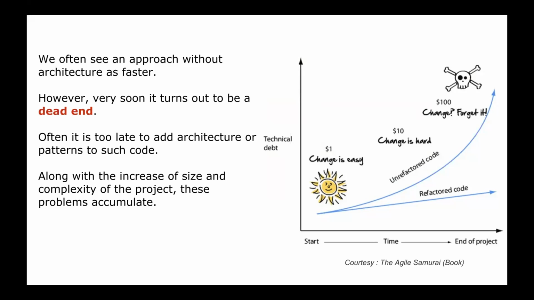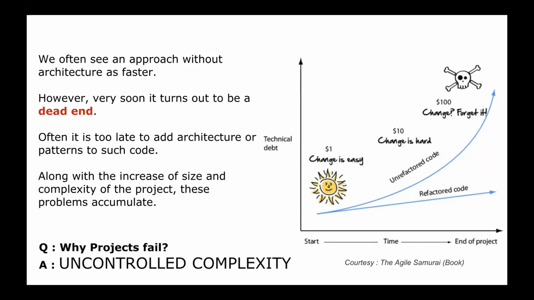As we grow in time, there is unrefactored code and technical debt, and change becomes harder. So the second stage is $10. Now again the product comes with some change, and we have that pirate symbol. Forget it, now I need $100 to do that. Or probably the developer will say no, it is not possible. Whenever you keep procrastinating, saying I have lots of refactoring but I'm not doing it, ultimately the software fails. Due to the uncontrolled complexity, the software fails.